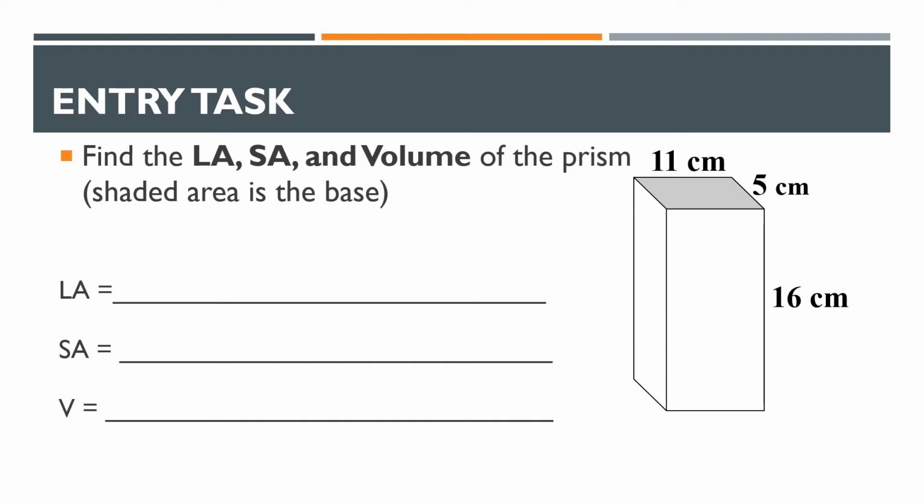Okay, so a quick entry task here is to find the lateral area, surface area, and volume of this prism. I've shaded the area of the base here, right? Remember that in rectangular prisms, you could actually pick any side to be the base because they're all parallel and congruent, but I picked this side here so that we have a consistent lateral area. If you would please pause and take a couple of minutes just to review for yourself what lateral area and surface area are, and how we find the volume of a prism.